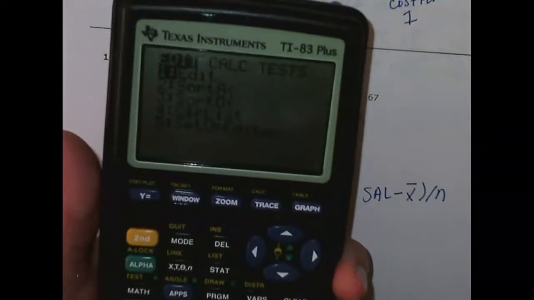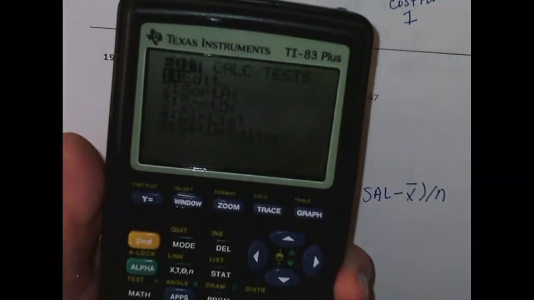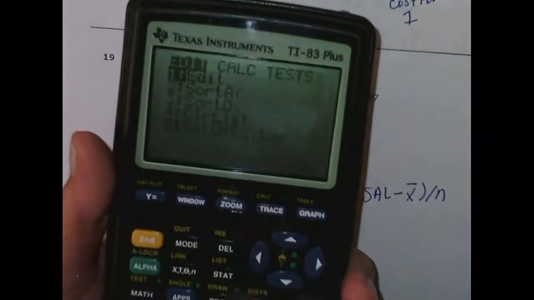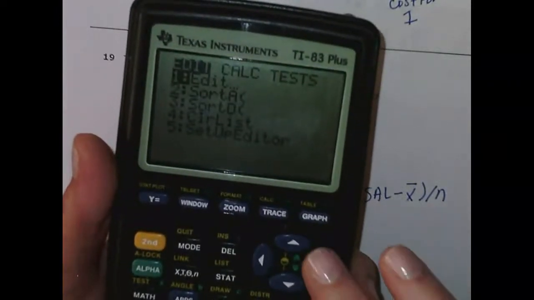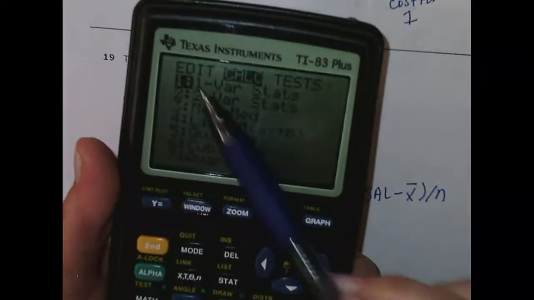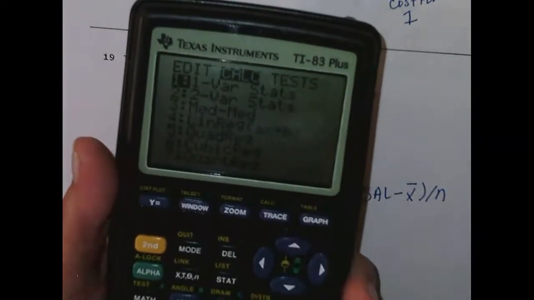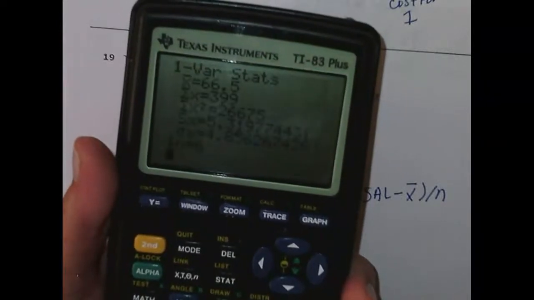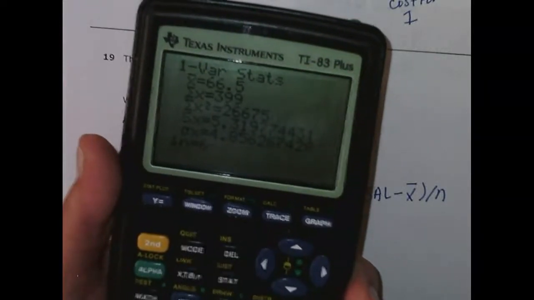All right. So I went to Stat, Edit, and I typed all the numbers in all ready for us. Next, you're going to go back to Stats where you start. Go to Calculate. One variable statistics. Yep, that's where we got mad. Push that button and push Enter. There's where a lot of numbers come into play.